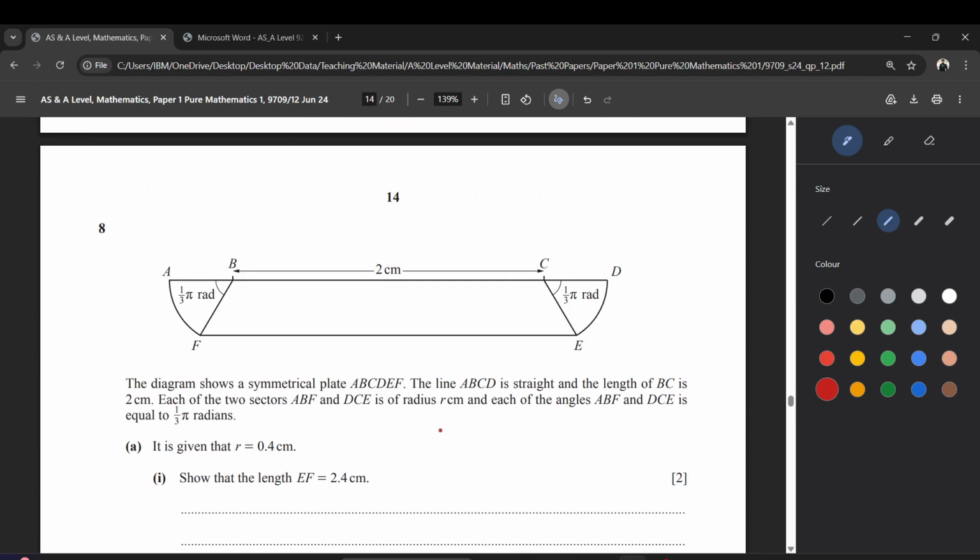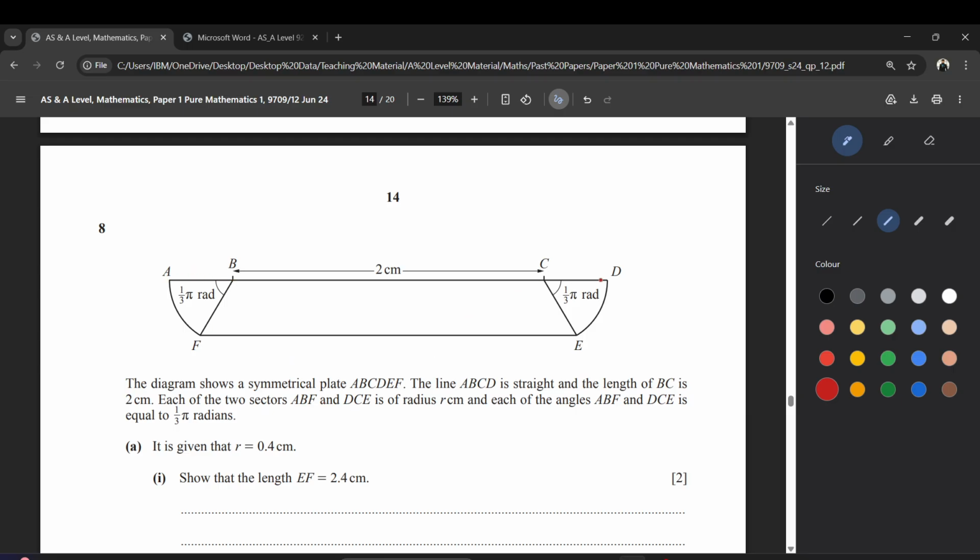All right, let's move to question number 8. The diagram shows a symmetrical plate A, B, C, D, E, F. The line ABCD is straight and the length of BC is 2 centimeters. Okay, where's BC? This is your BC, and it says that ABCD, so this whole line, this is a straight line.